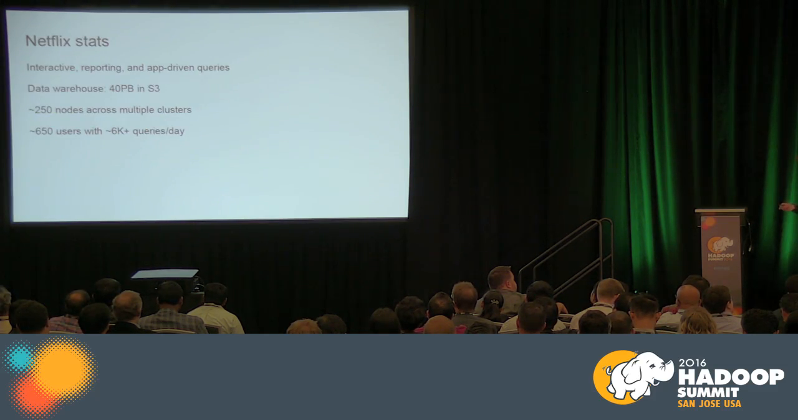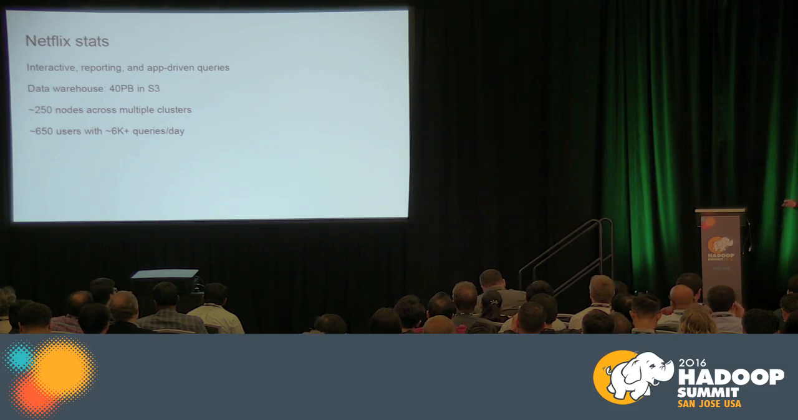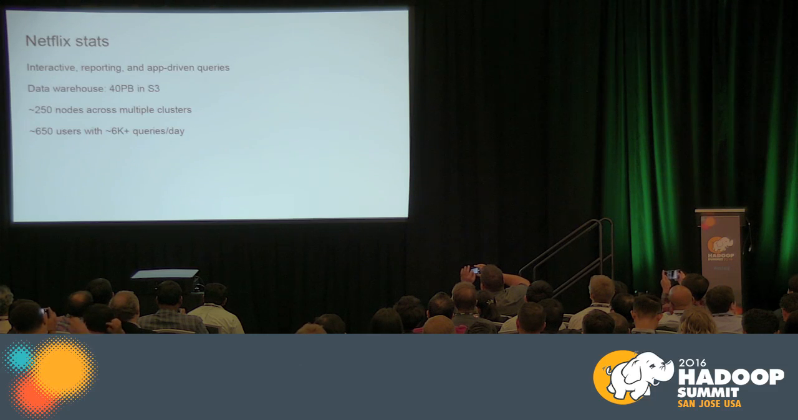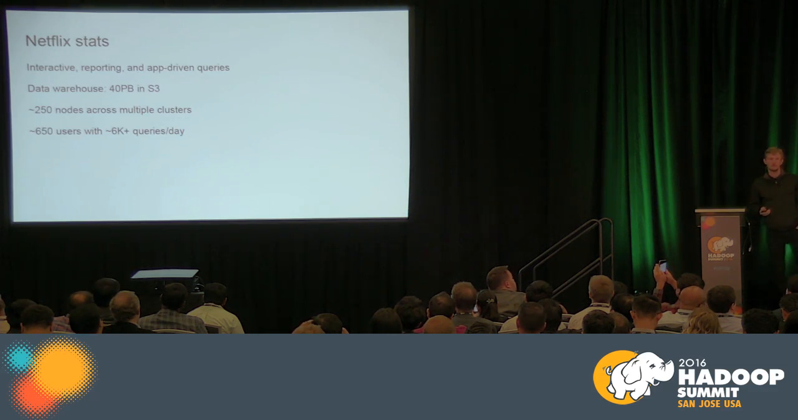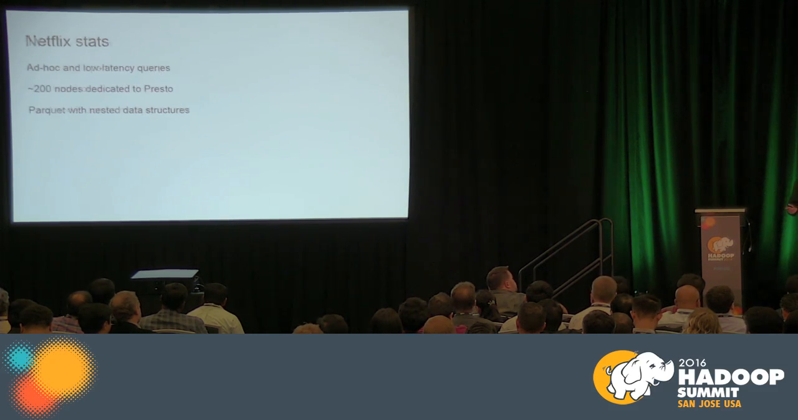One of the oldest users of Presto beyond Facebook is Netflix. They run in the cloud for all their interactive reporting and app-driven queries. They have a ton of data in S3 in a Parquet format. They have 250 nodes of Presto running on EC2, spread across several clusters, and it's hundreds of users using this and thousands of queries a day. So pretty massive scale and concurrency.